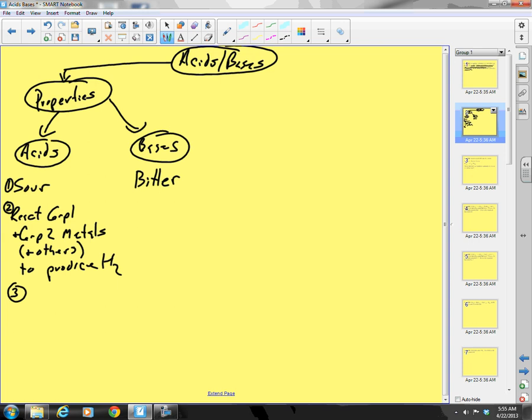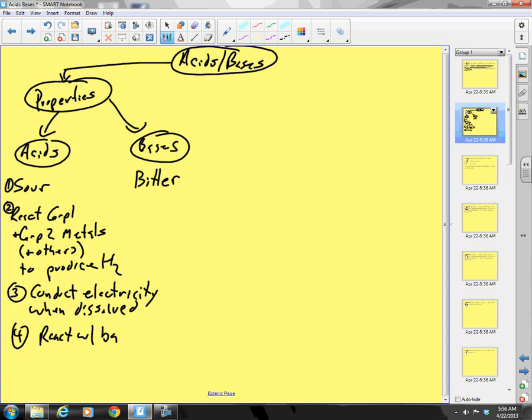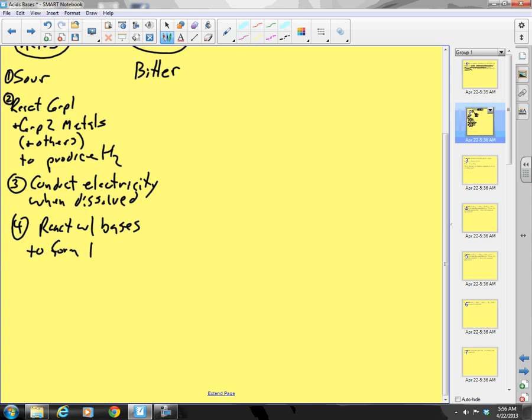Number 3, they conduct electricity when dissolved. And number 4, they react with bases to form what? To form water and a salt. Now, salt is not necessarily sodium chloride.